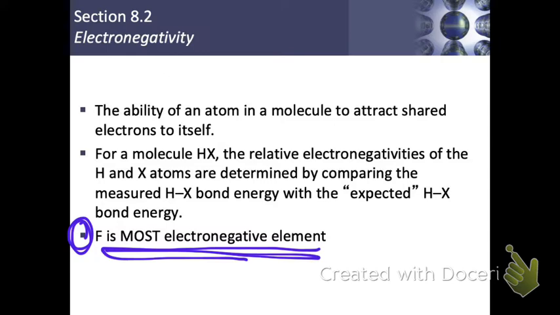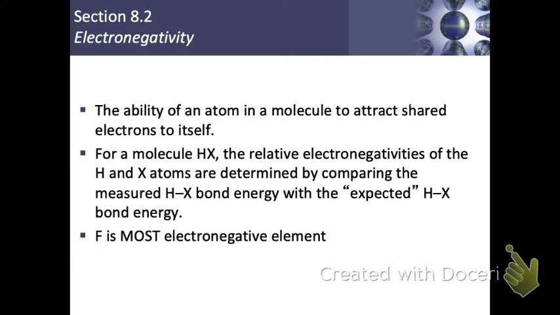Okay, and then this middle one says for molecule HX, the relative electronegativities of H and X are determined by comparing the measured HX bond energy with the expected bond energy. Not something that we're going to necessarily do, but you can measure what the energy is expected to be and what it actually is, and that'll give you the relative electronegativity values. That's kind of how these were determined. What they were supposed to be and what they actually were allowed us to see that fluorine was always taking over electronegativity things.